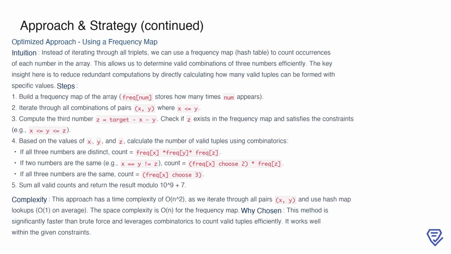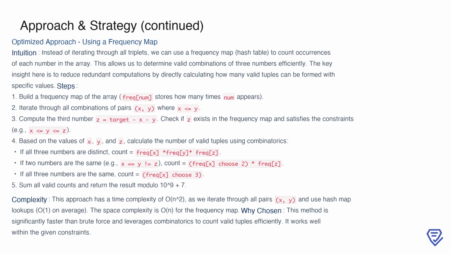Then, for every combination of two numbers, x and y, we calculate the third number, z, as target minus x minus y. We check if z exists in the frequency map and satisfies the condition x is less than or equal to y, which is less than or equal to z. Depending on the relationship between x, y, and z, we use combinatorics to count the valid tuples.